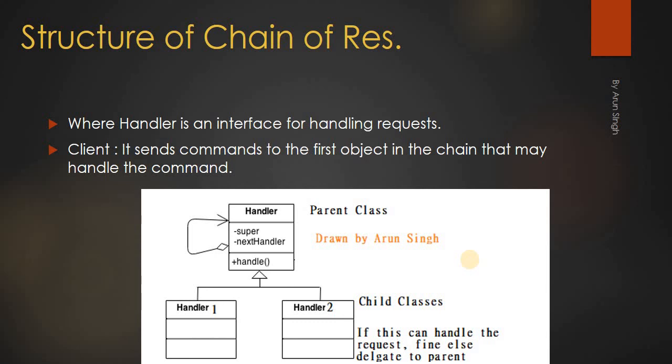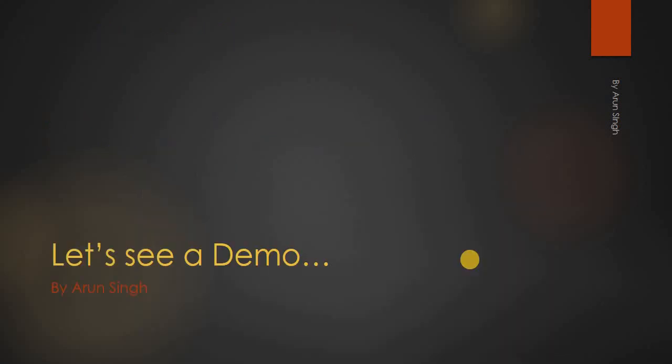Structure of chain of responsibility: the handler is an interface for handling requests, and the client sends a command to the first object in the chain that may handle the command. Now let's see a demo. In the demo, I am going to give two demos of this design pattern to make it understood completely.